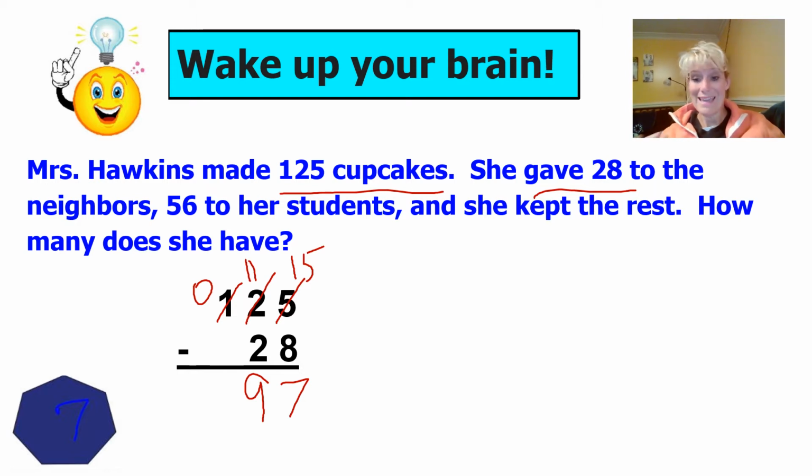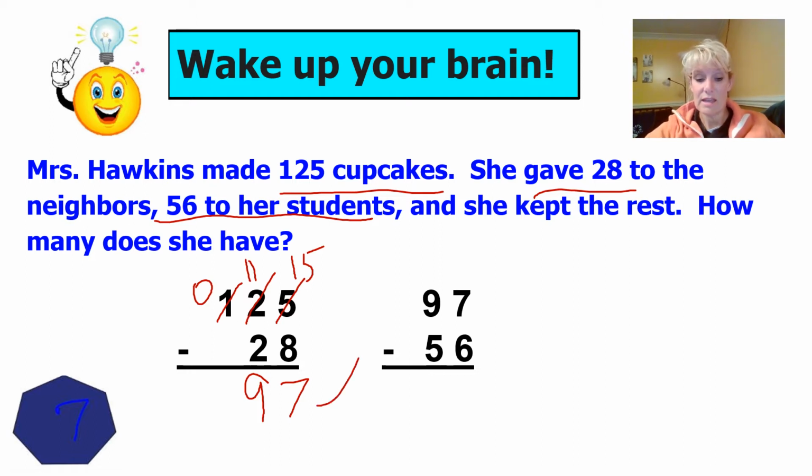Okay, but I can't keep all those yet because then it says I gave 56 to my students. So I'm going to go ahead and set my problem up with 97 because that's what I had left. And now I am going to subtract the 56 from that. So 7 take away 6 is 1. 9 take away 5 is 4. All right, so I had a total of 41 cupcakes left over.